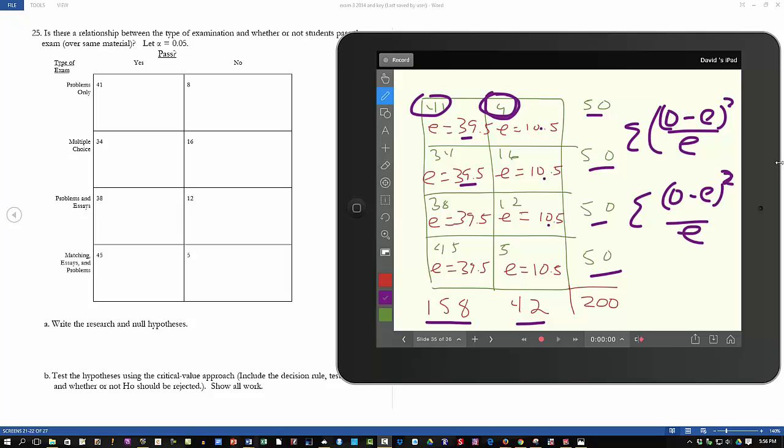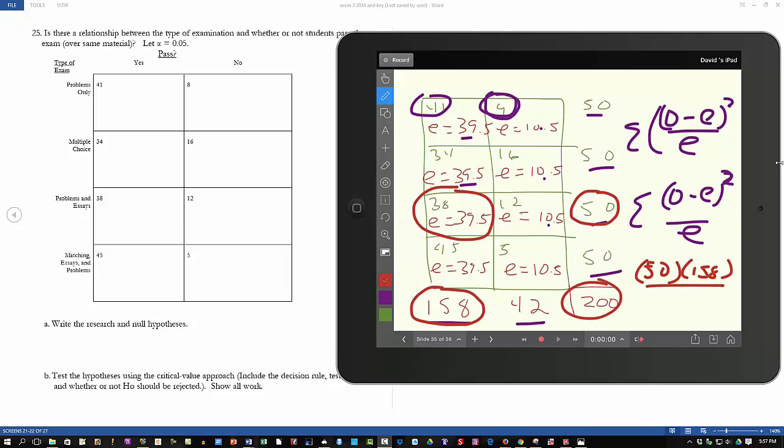Another way you can do that, which you would have to use if you didn't have like a 50-50 or a 1/4, 1/4, 1/4, 1/4 split or something like that. You can always get expected value. Let's do it for this cell. You take the row total, multiply it by the column total. So that's 50 times 158, and divide it by the overall total, 200. And that's going to give you 39.5.